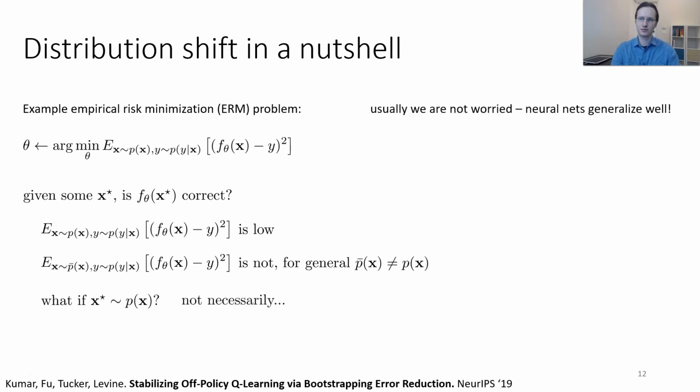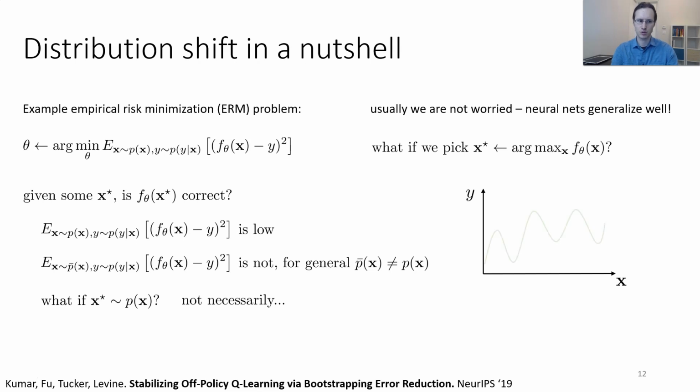Now, we might say that usually we're not really worried about this because, well, neural nets, they generalize pretty well. So while technically you might be a little wrong here and there, usually good generalization will basically save the day. Is that true? Well, often that is actually true. But what if x star is not chosen randomly? What if it's actually intentionally selected to be the argmax of f of x? In that case, actually, even very good function approximators can get really, really messed up.